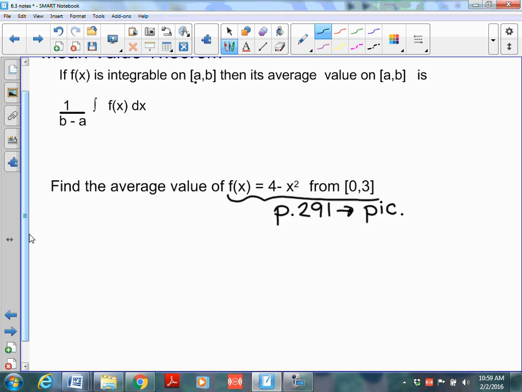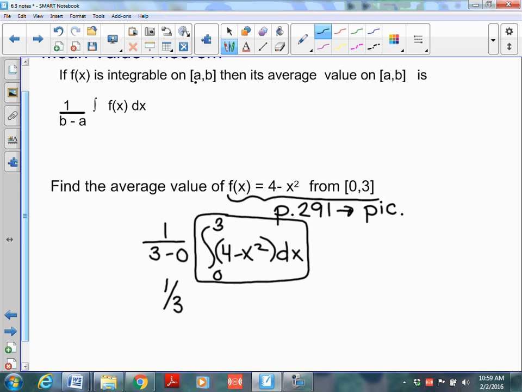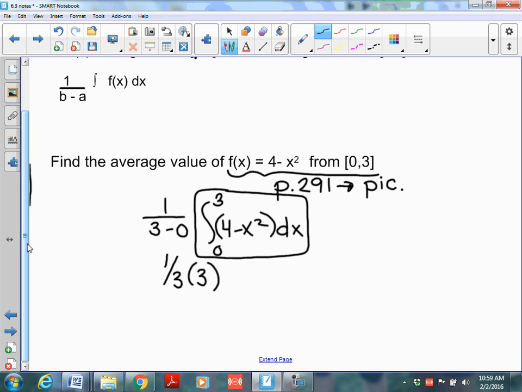So they want you to find the average value. So they want you to integrate 4 minus x squared dx from 0 to 3. But they also want you to find the average value, so you have to remember 1 divided by b minus a. B is 3, a is 0. So really quick, this ends up being 1/3. I showed you how to integrate this. I'm just going to tell you it's 3 right now. I think in the next template I show you how to get 3. So just assume it's true. Assume that it's a 3. And you get 1 for your answer. What does that mean? It's the mean value theorem.